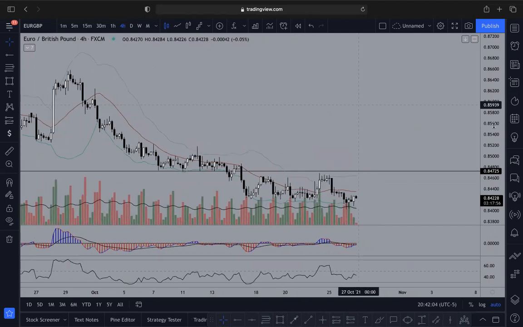I'm just going to be waiting on it to happen. It looks like there could be some Wyckoff accumulation going on right here.